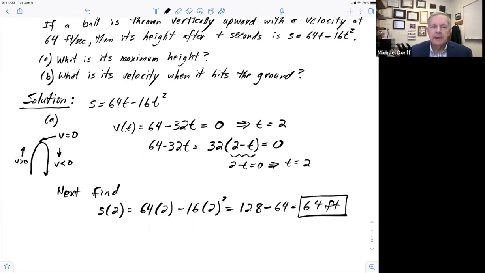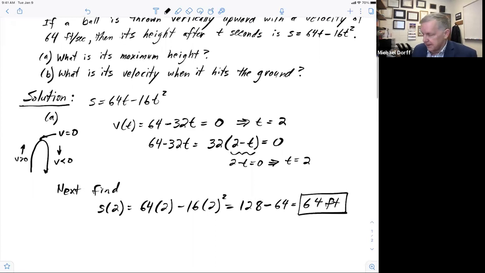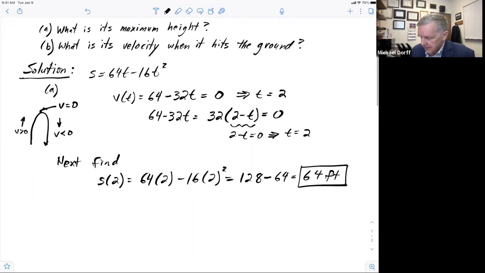Again, what we did was we found when the velocity was equal to 0, which is, I take the derivative of the s function, set it equal to 0, and I find out that that happens when t equals 2. And then I plug that back into my height function, s, and I simplify that, and I get 64. All right, part B. What's the velocity when it hits the ground?